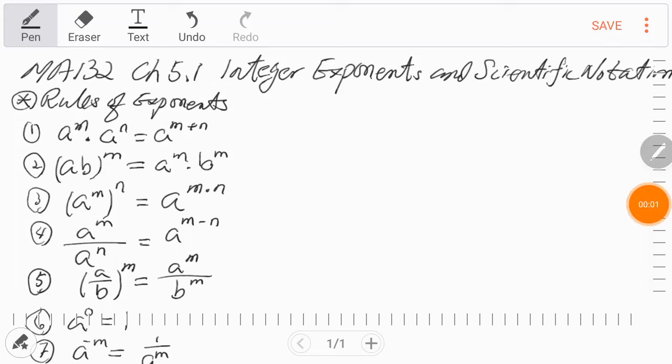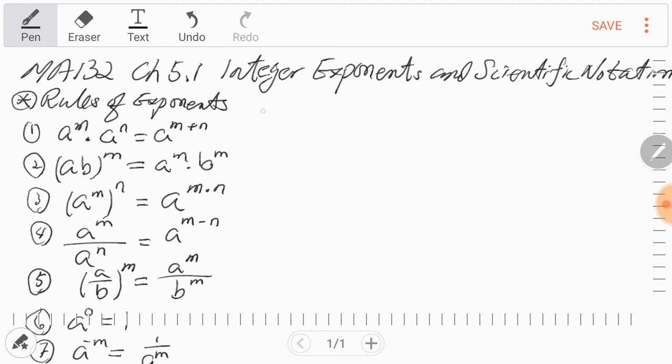Okay, this is chapter 5. 5.1 is about exponential expressions with integer exponents and also scientific notation. Okay, there are rules of exponents. So let's check the first one.